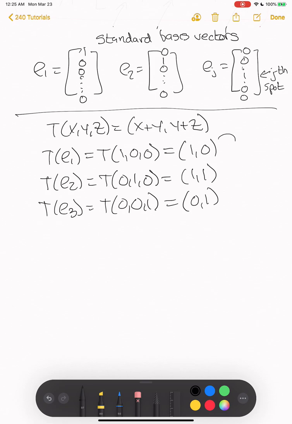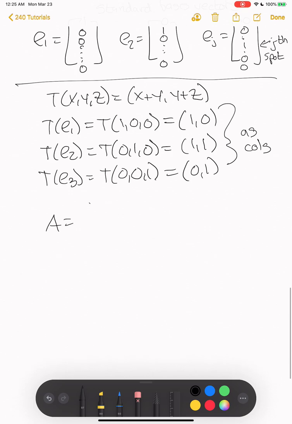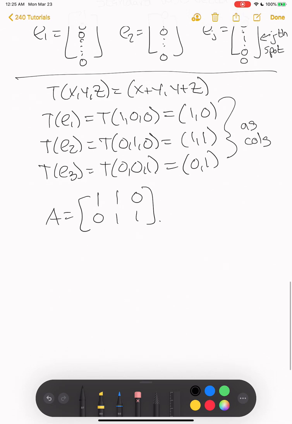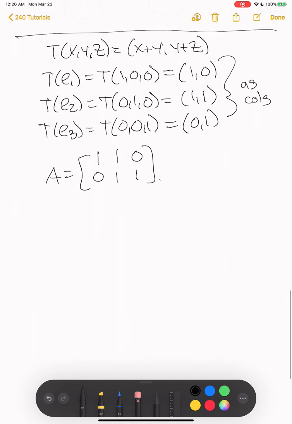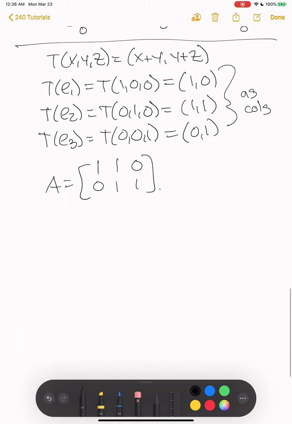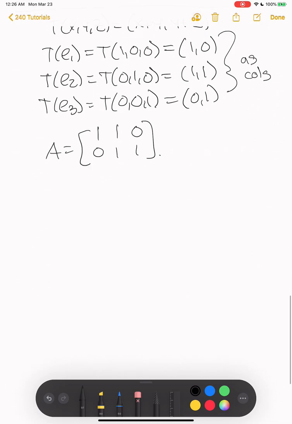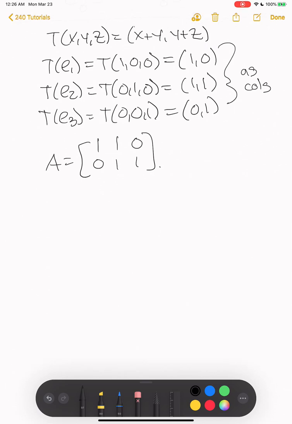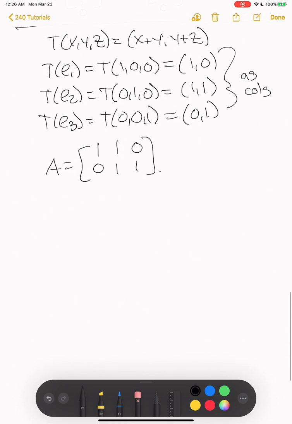So what I do then is I stick these in as columns of my matrix A. So A is going to be equal to the matrix with rows (1, 1, 0) and (0, 1, 1). And we're done here. The purpose of making this matrix A is that instead of inputting a vector into T, I can just multiply this matrix A by the vector I want to input, and out pops the vector I would have gotten had I thrown it through the transformation.